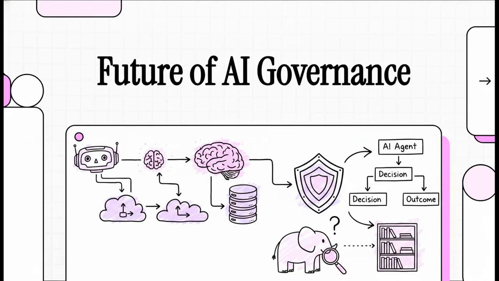Welcome to The Explainer. Today, we are tackling what is arguably the single most critical challenge facing modern businesses right now, and that is trusting autonomous enterprise AI systems.